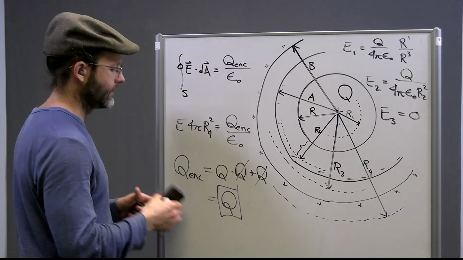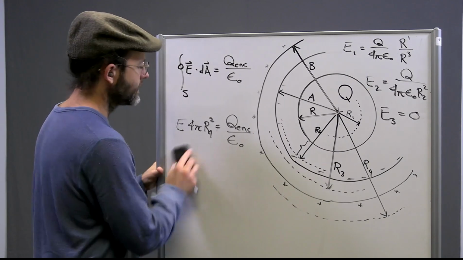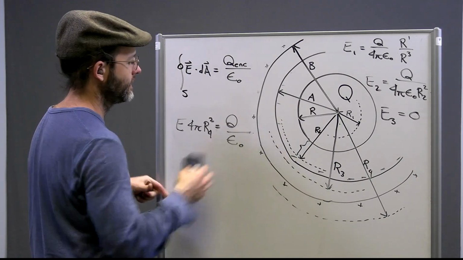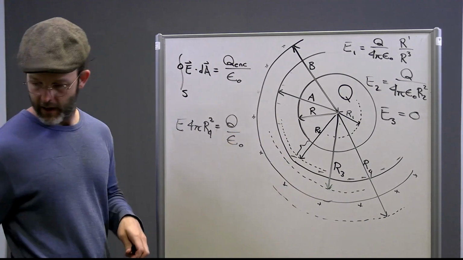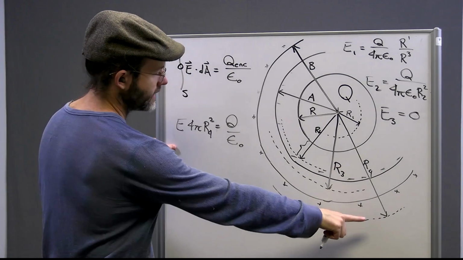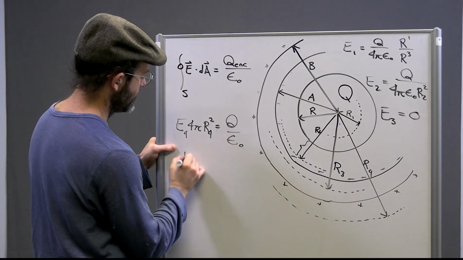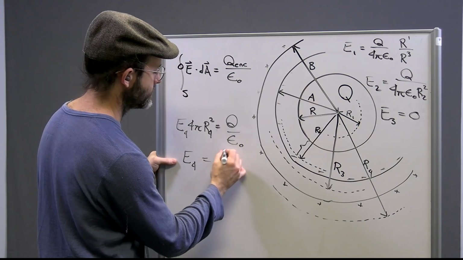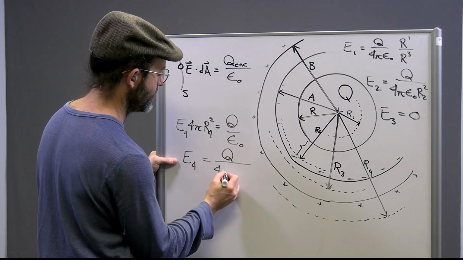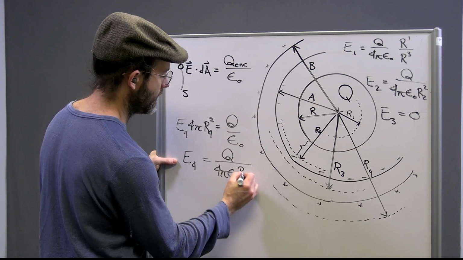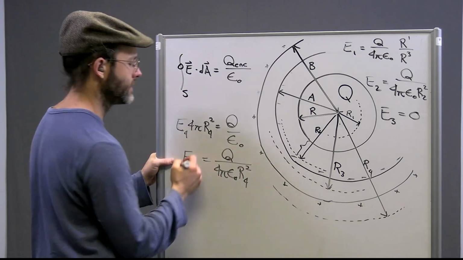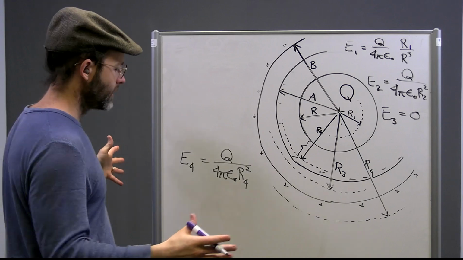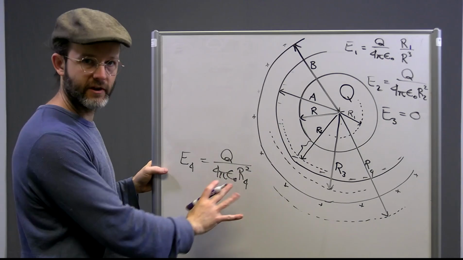All right. So we can say that that is just Q. And if we want to solve for E at radius 4, we would rearrange to discover that E4 is equal to Q over 4 pi epsilon naught R4 squared. Okay, so we've found our fourth electric field.